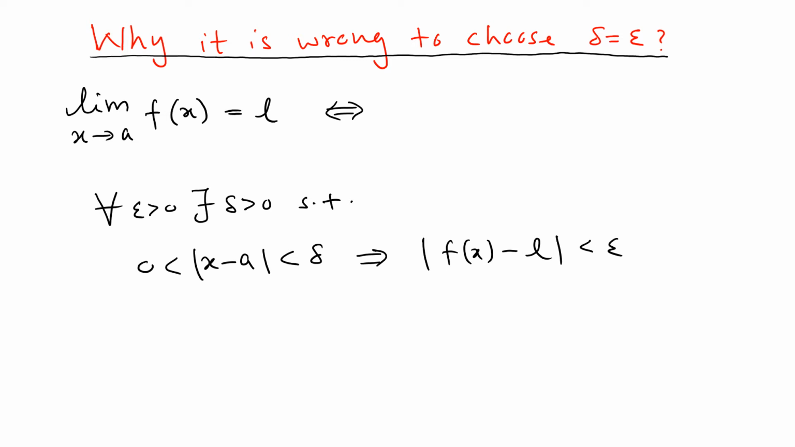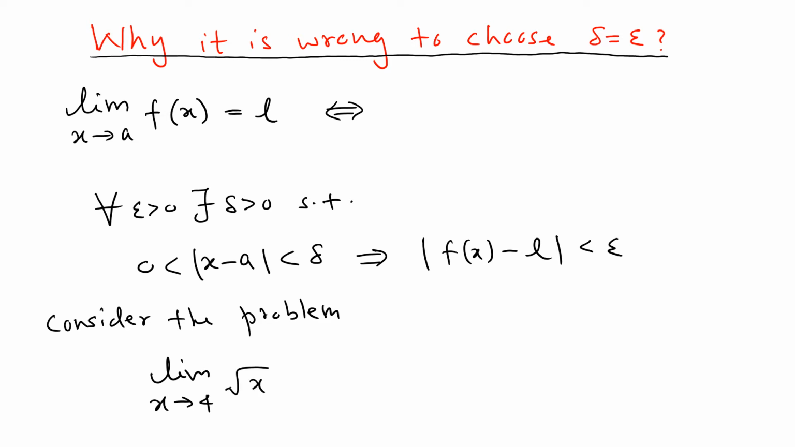But the problem is this definition is not exactly correct. So we're going to see why this is not correct. So let's consider this problem. Let's say we try to prove the limit as x goes to 4 of the square root of x equals 2. And this we know is true because the square root function is continuous, so we can plug in the value.